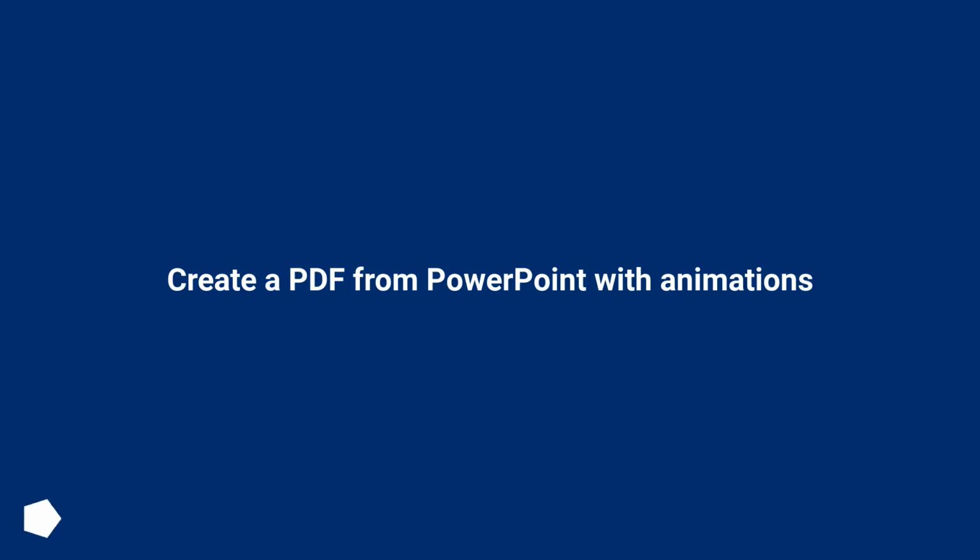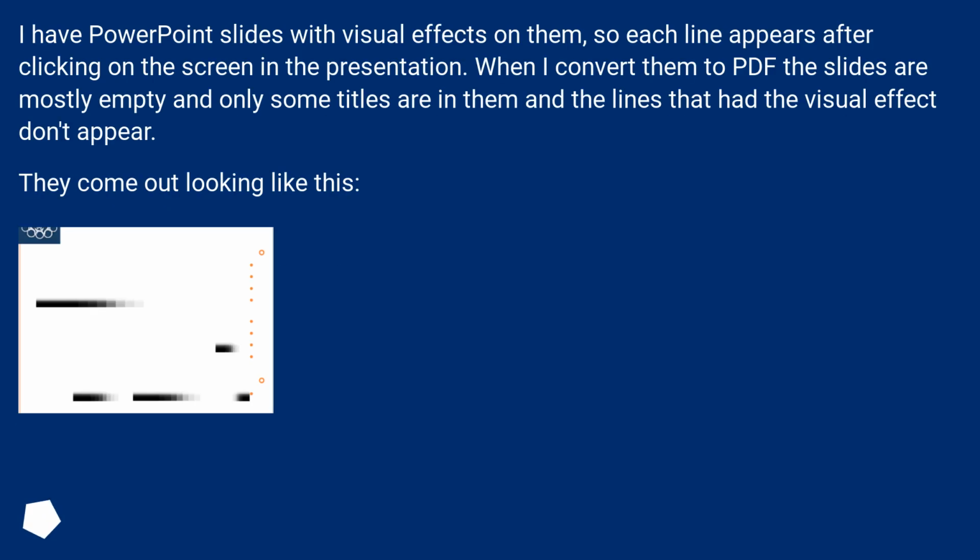Create a PDF from PowerPoint with animations. I have PowerPoint slides with visual effects on them, so each line appears after clicking on the screen in the presentation. When I convert them to PDF, the slides are mostly empty, and only some titles are in them, and the lines that have the visual effect don't appear.